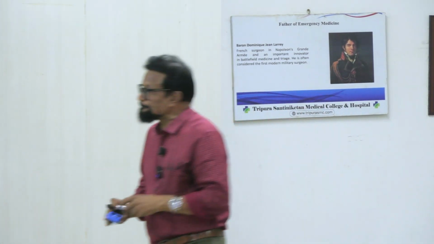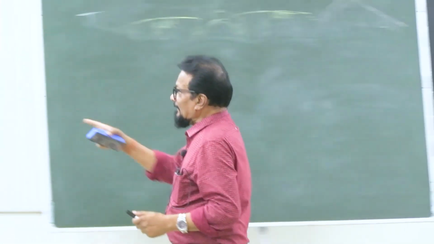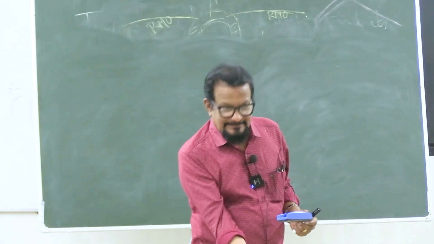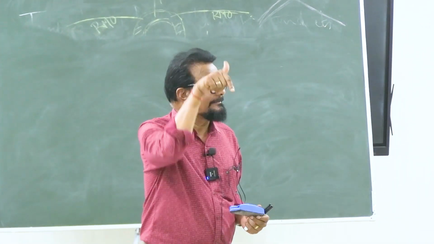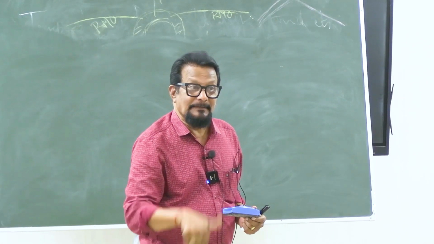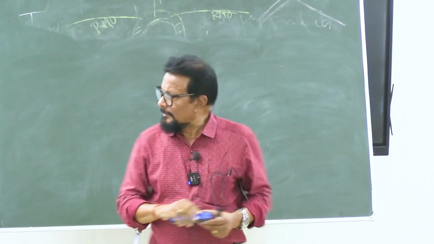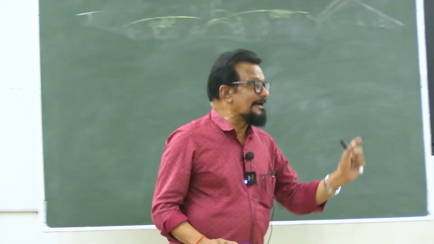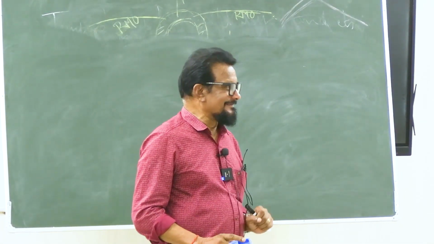Correct? Okay. The respiratory system I already told. How can it increase the hydrogen ion, how can it decrease the hydrogen ion? By increasing or suppressing the breathing. Very simple. And the last is the renal system, and that is our today's topic.